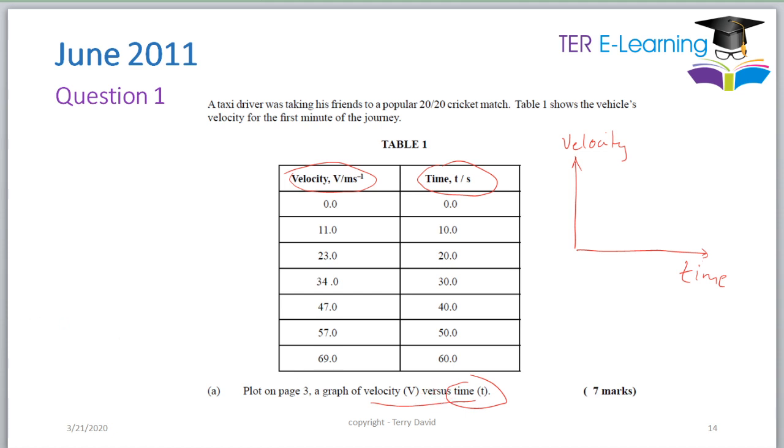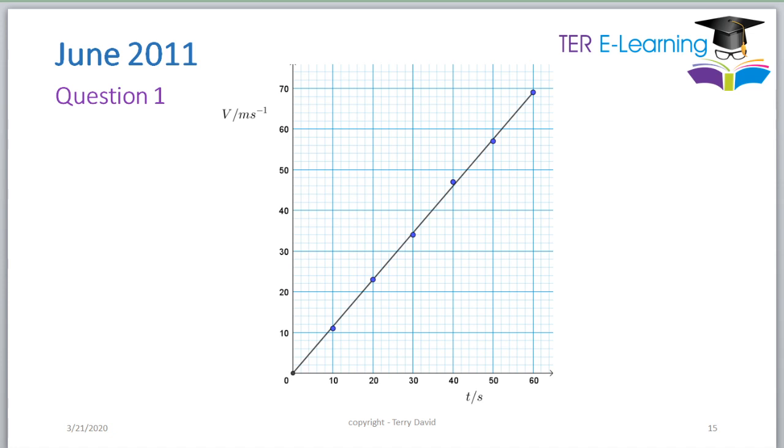All right, so basically we're going to plot the data. I've done this for you, so this is what a graph is supposed to look like. You're going to have to practice plotting it on the graph paper that's in the exam. We have velocity on the vertical axis and time on the horizontal axis.